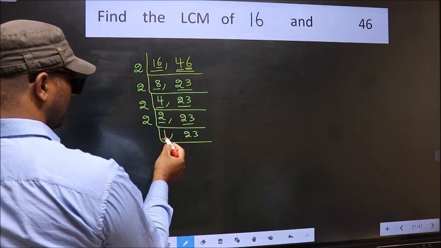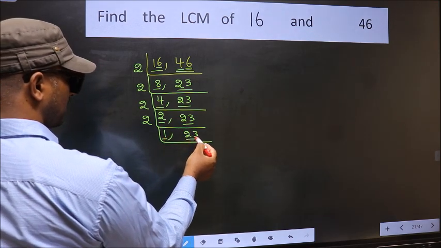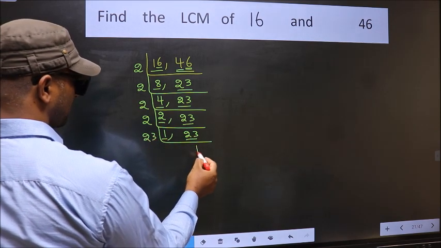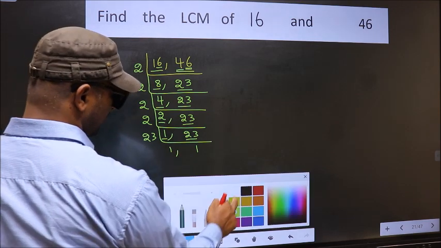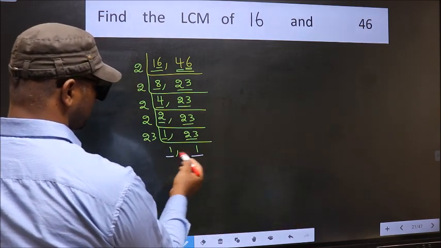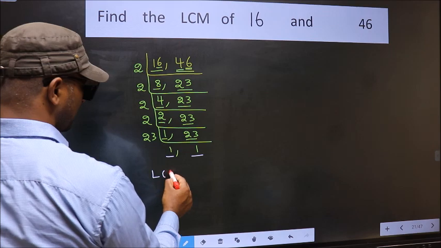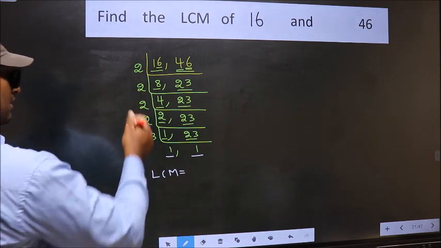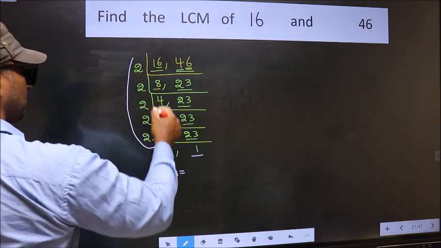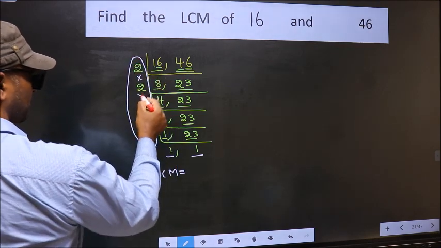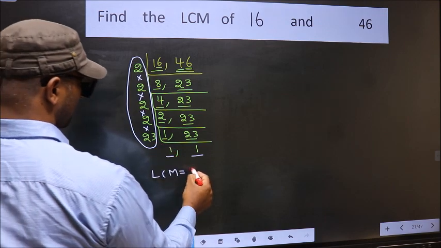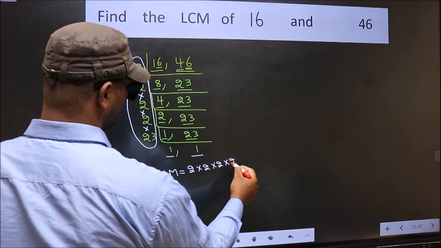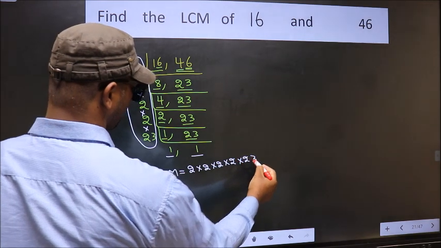We got 1 here, so focus on the other number 23. 23 is a prime number, so 23 ones, 23. So we got 1 in both the places. So our LCM is the product of these numbers. That is 2 into 2 into 2 into 2 into 23.